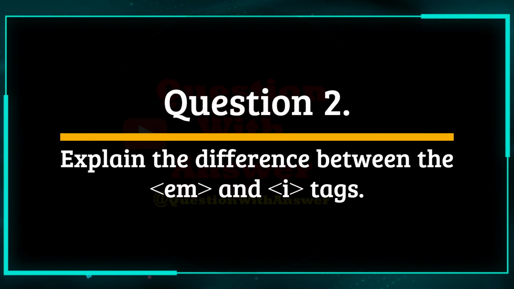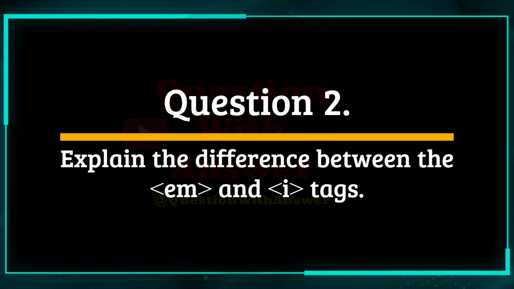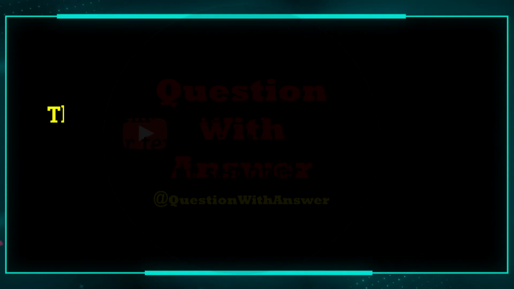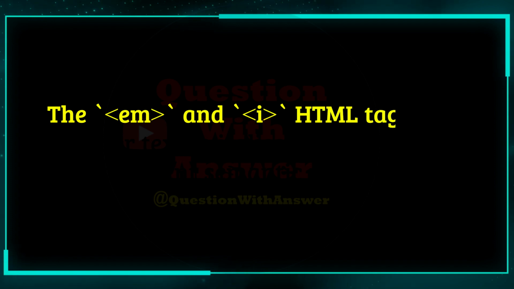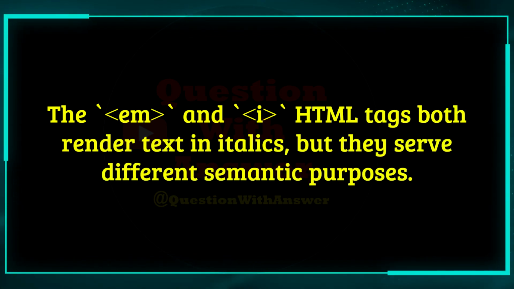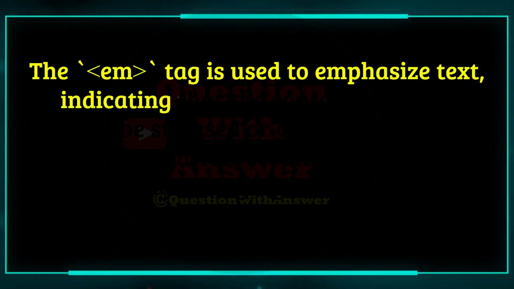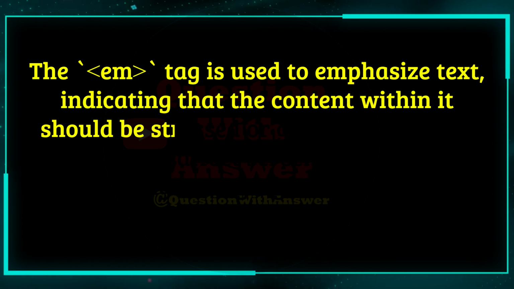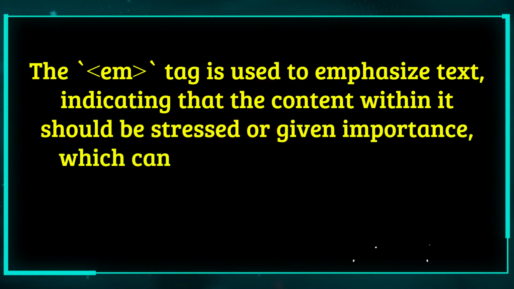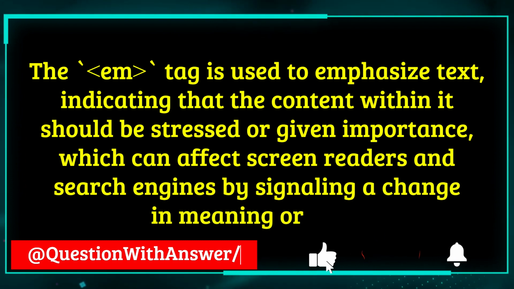Question 2. Explain the difference between the em and i tags. Answer. The em and i HTML tags both render text in italics, but they serve different semantic purposes. The em tag is used to emphasize text, indicating that the content within it should be stressed or given importance, which can affect screen readers and search engines by signaling a change in meaning or tone.